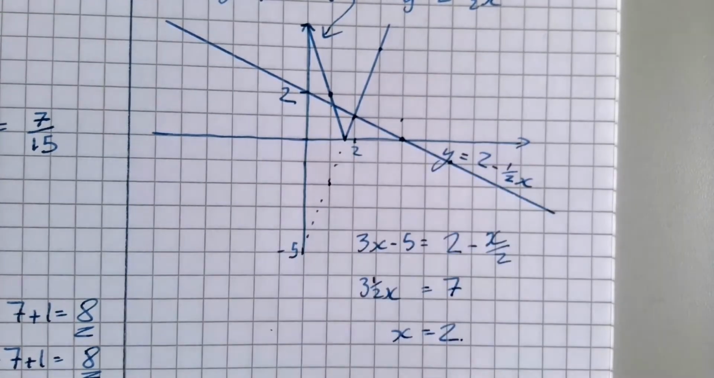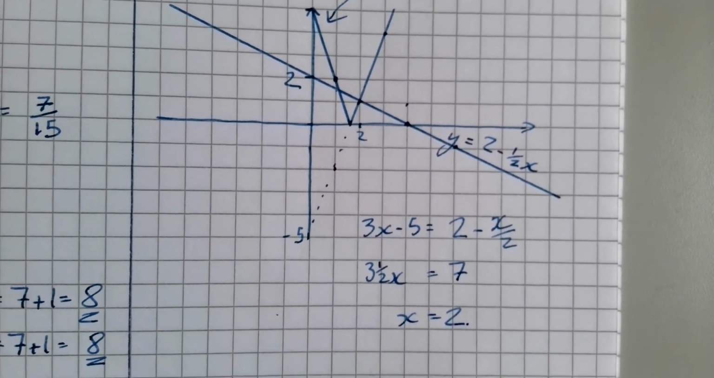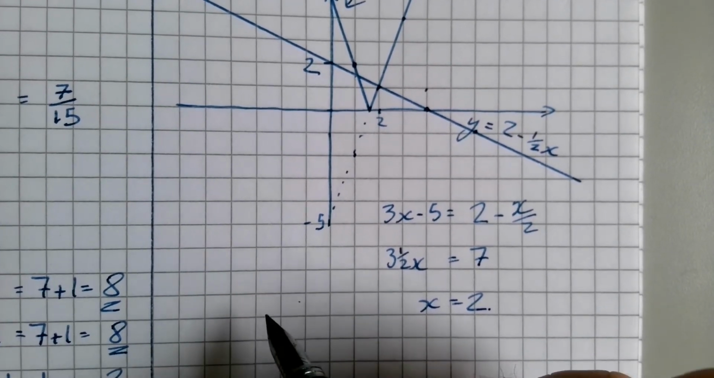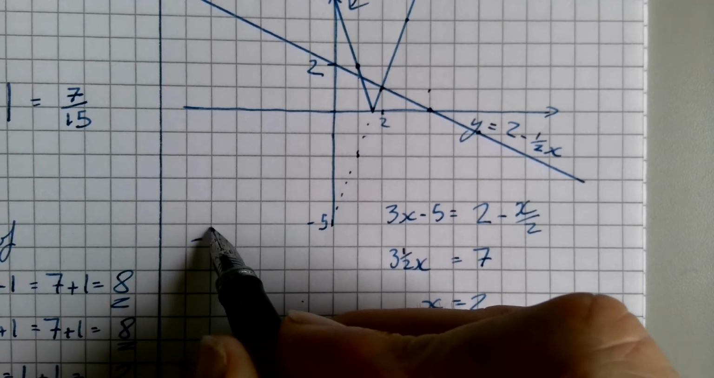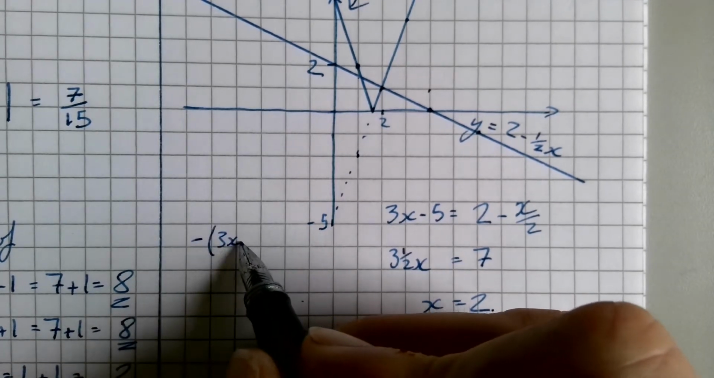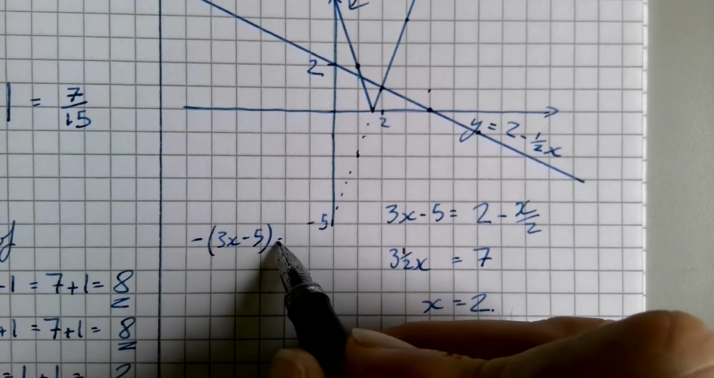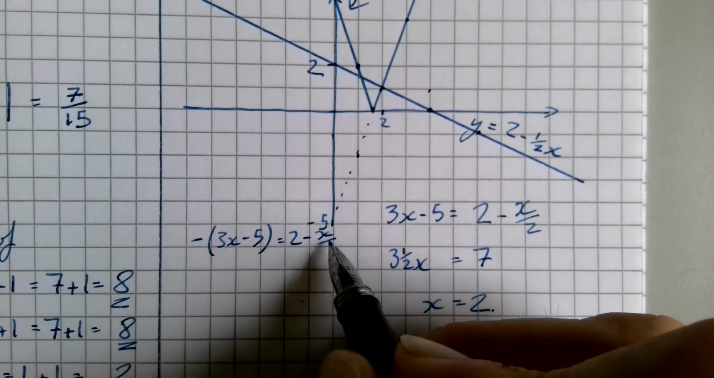So I found the easy one there, and the slightly trickier one when you've got negative 1. So if we go for negative (3x minus 5) equals 2 minus x over 2.